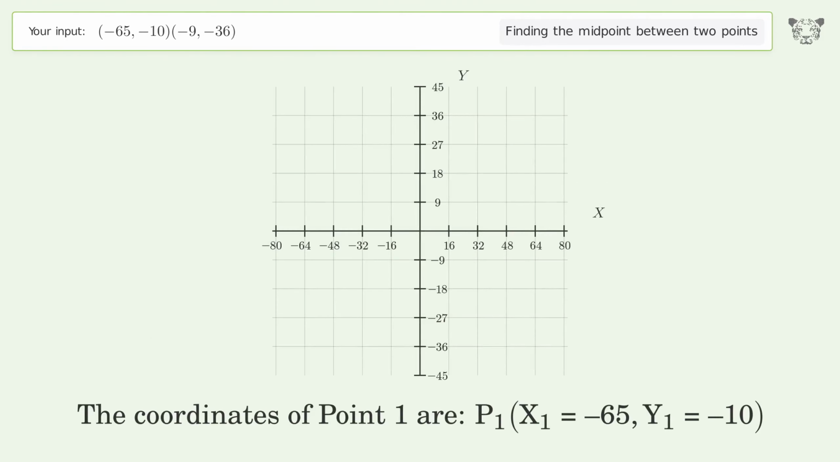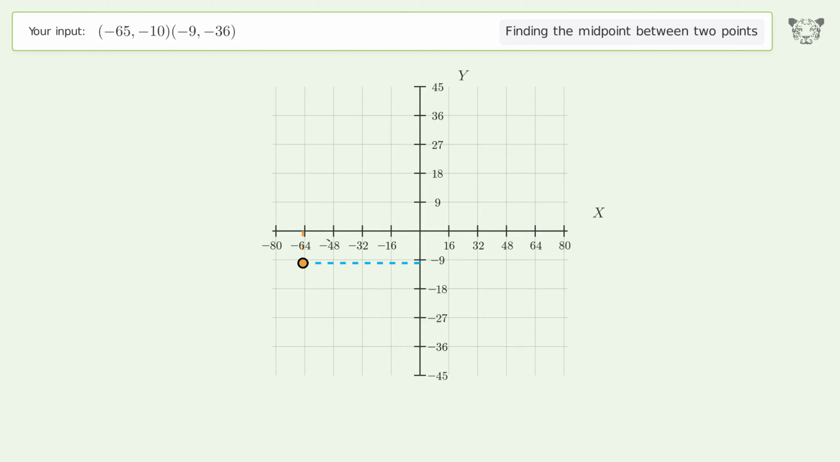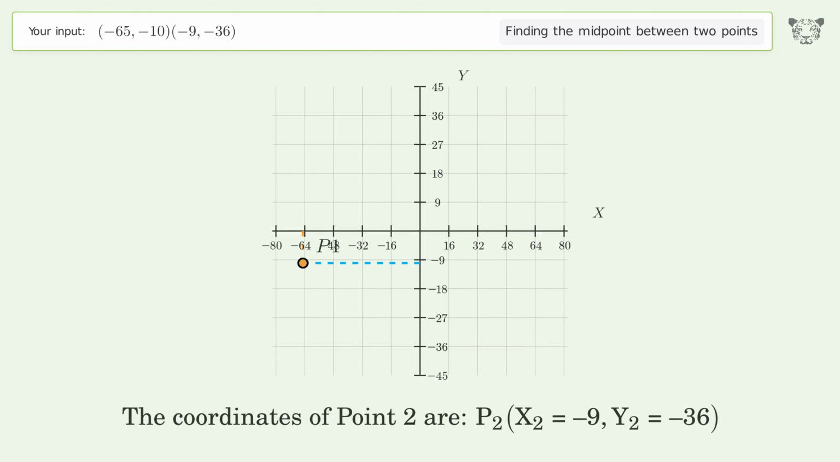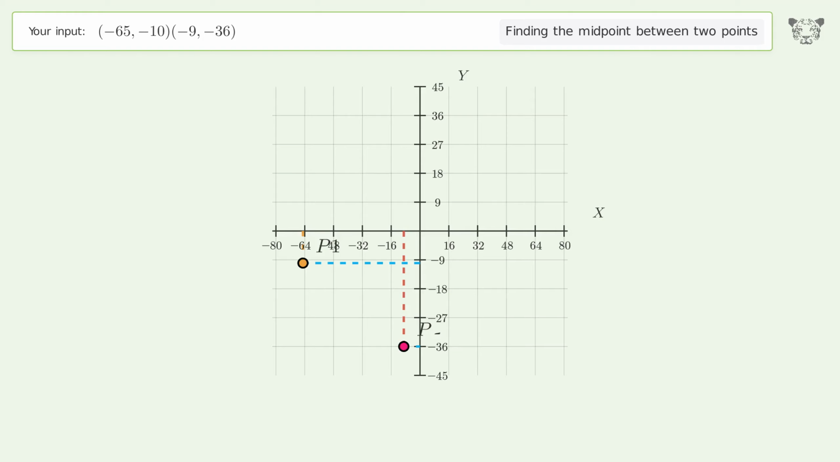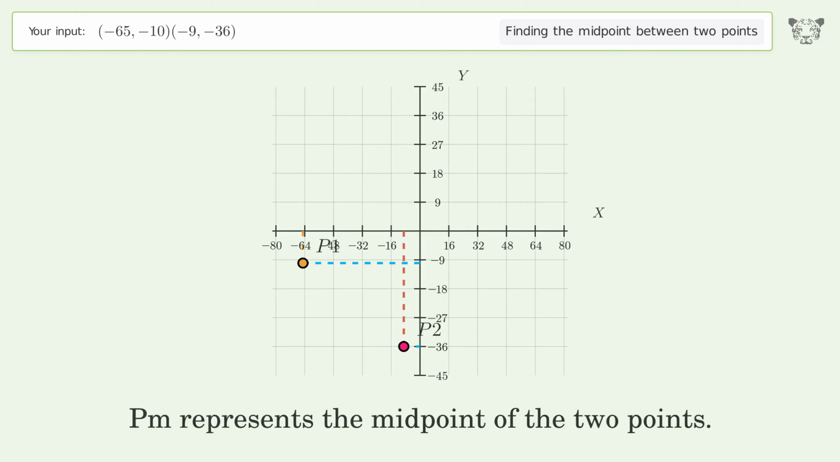The coordinates of point 1 are, x1 equals -65, y1 equals -10. The coordinates of point 2 are, x2 equals -9, y2 equals -36. PM represents the midpoint of the 2 points.